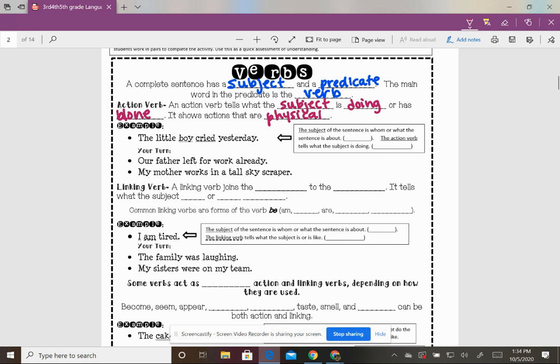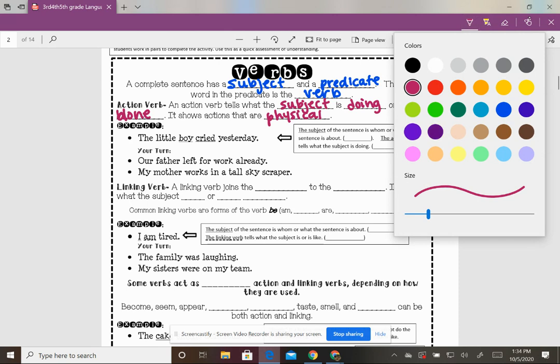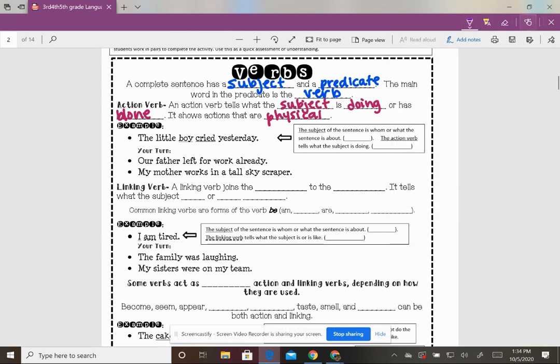The example I used earlier today was if I were talking about a cat scratching, the cat is my subject, that's my thing, and the scratching is the verb. That's the thing the cat is doing. Let's take a look at this example that we have over here. Give me just a second, make this a little bit smaller and easy to write with. It says the little boy cried yesterday.